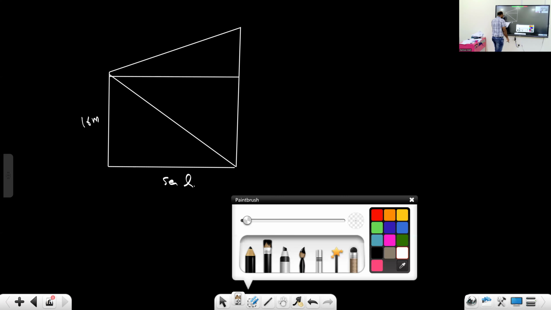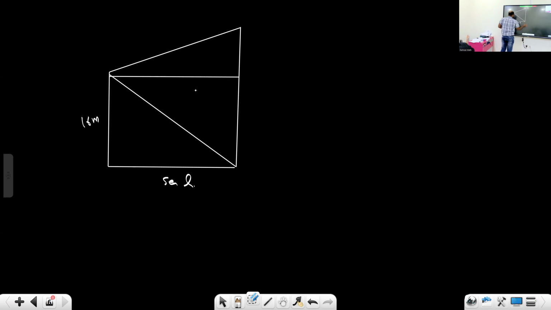See, question number 12. Angle of elevation is given as 60.